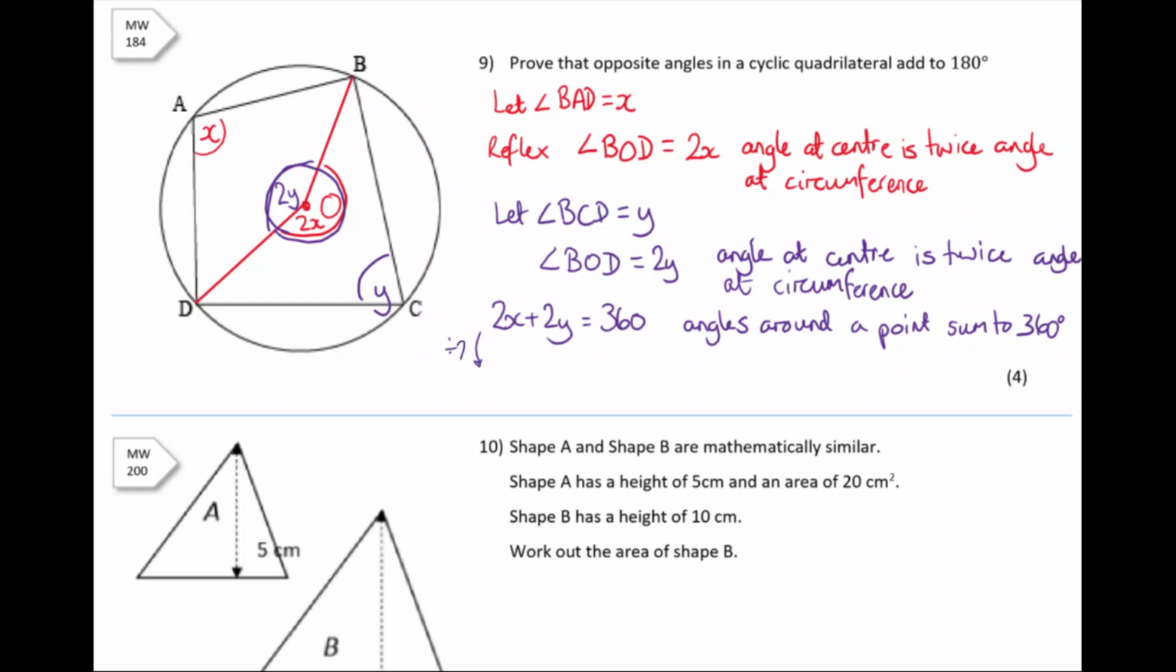Okay, and if we halve all of that, divide that whole equation by 2, we end up with x plus y equals 180, and therefore we've proved that opposite angles in a cyclic quadrilateral add to 180.